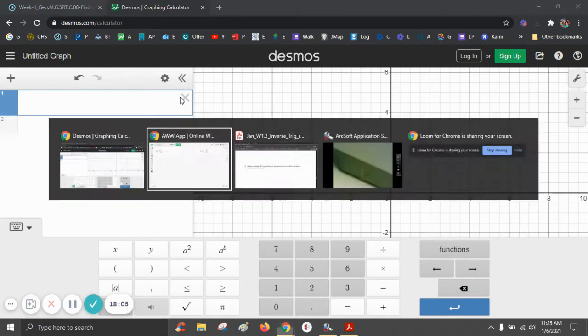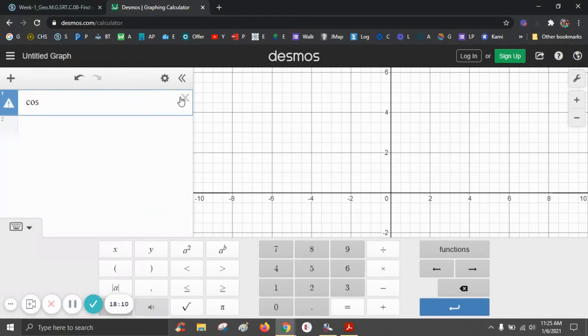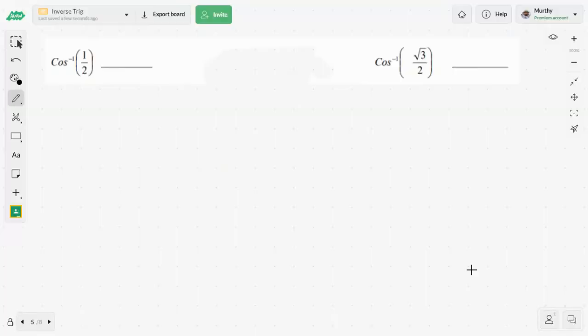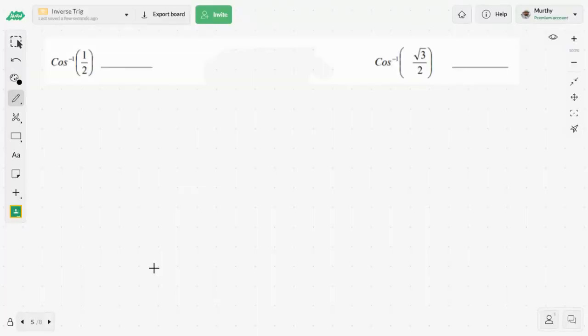And this time it is cos inverse 1/2. So cos, then let me use a to the power of b key, then type -1, use right arrow key to come out of the exponent, then type the parenthesis part. It is 1/2. Use right arrow key, then close the parenthesis here. You see that it is cos inverse 1/2 equals to 60 degrees. So let me write the value as 60 degrees.